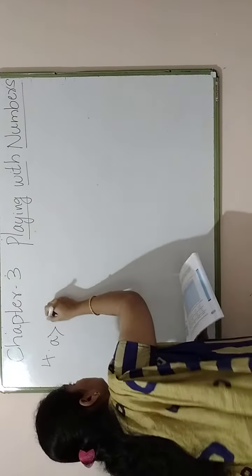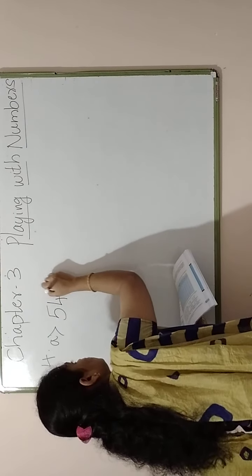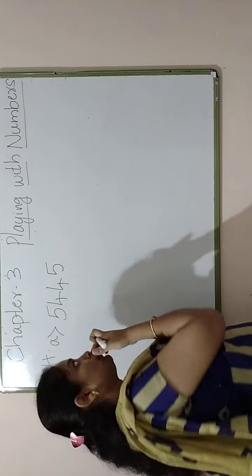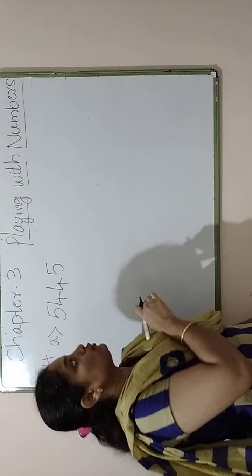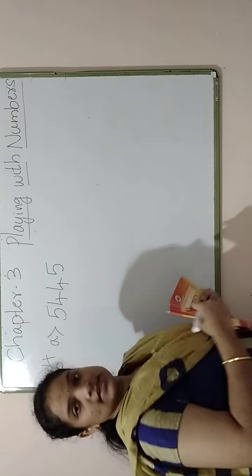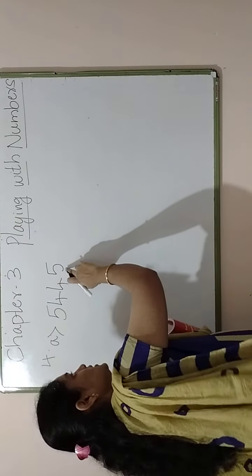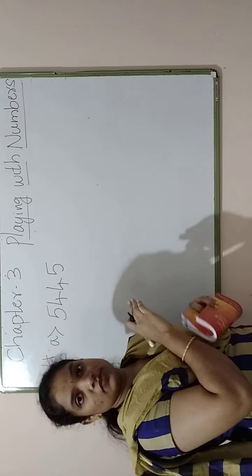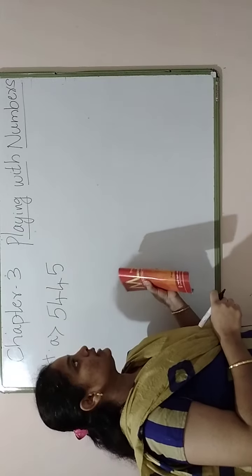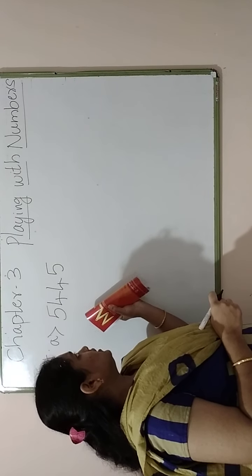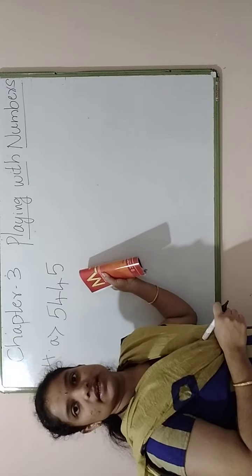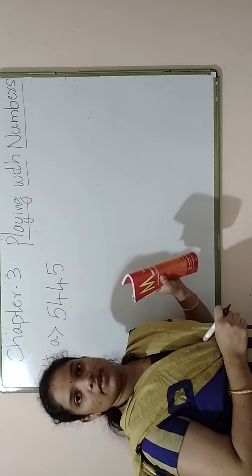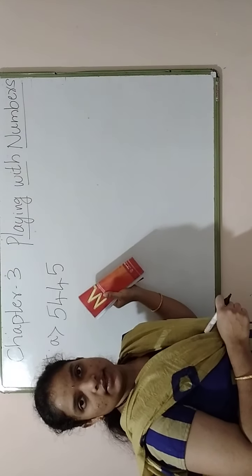The first one is 5445. Okay. So now we want to find out whether this number is divisible by 11 or not. So what is the divisibility rule to check whether it is divisible by 11 or not? That is the sum of the digits at the even places minus the sum of the digits at the odd places. Okay, if the subtraction of these two is 0 or 11, then this number is divisible by 11.